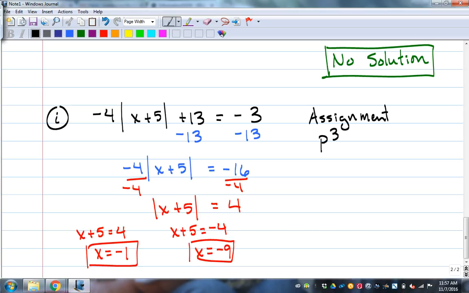Okay. So your assignment for today is on page 393, 3 through 31. We've got about 8 minutes here before lunch, so time to get started on that.